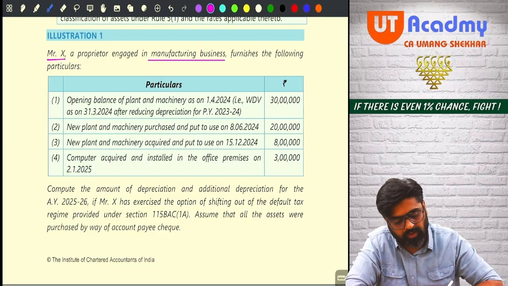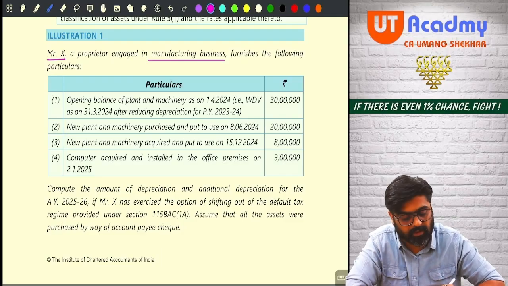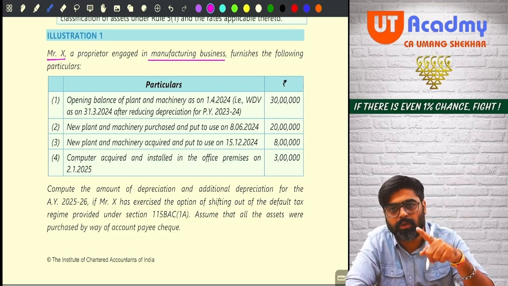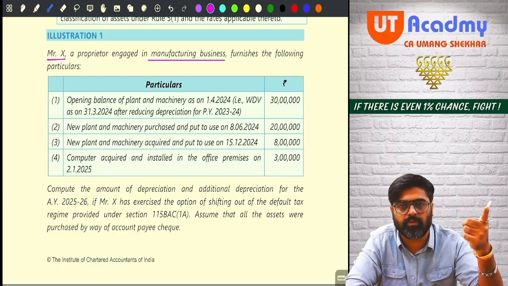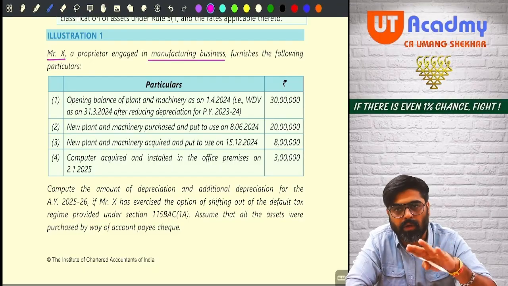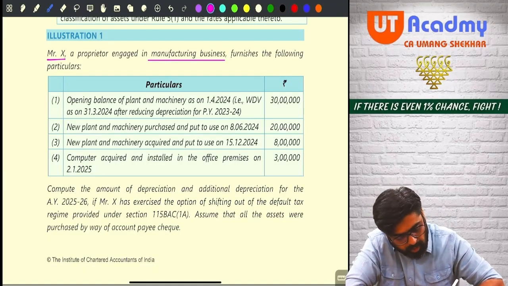Opening balance of plant and machinery as on 1st April 24 is given. WDV as on 31st March 2024 is after reducing depreciation for last year, meaning the depreciation for last year is already reduced. Whatever WDV is remaining at the end of the year becomes the opening for the current year. New plant and machinery purchased and put to use on 8th June 24.